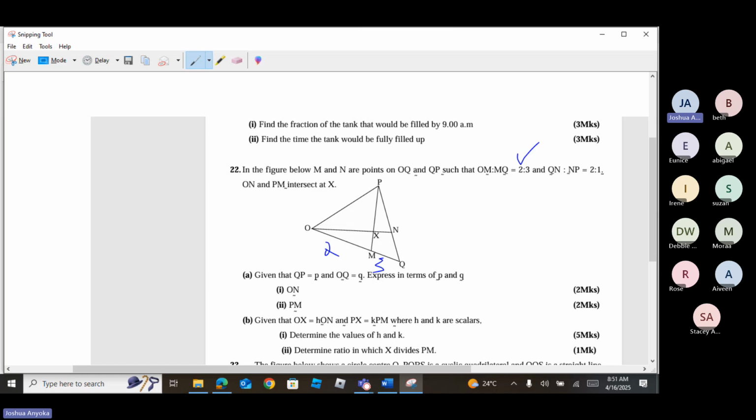Usianze kusema MQ ni ndogo kuliko MOQ. Those are unnecessary conflicts. Then QN to NP. So QN is 2 divisions and NP is 1 division. ON and PM intersect at X. That one can be seen.